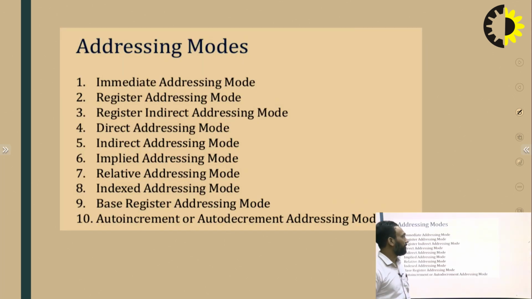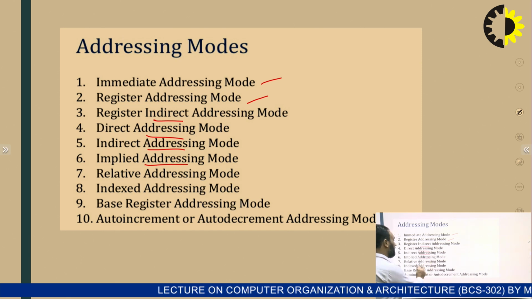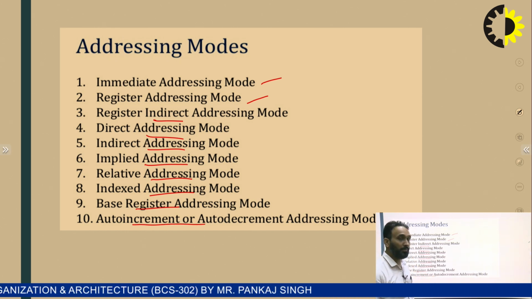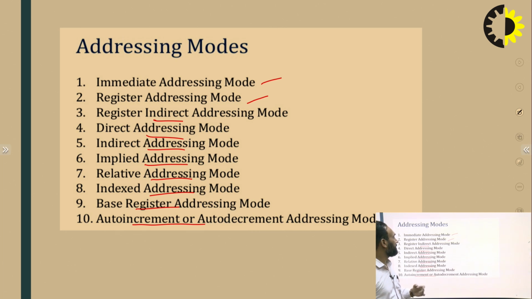Here in this slide we have different names of the addressing mode. First one is immediate addressing mode, second one is register addressing mode, third register indirect addressing mode, direct addressing mode, indirect addressing mode, implied addressing mode, relative addressing mode, index addressing mode, base register addressing mode, auto increment and auto decrement mode. Mostly the modes have the same working as their name defines.